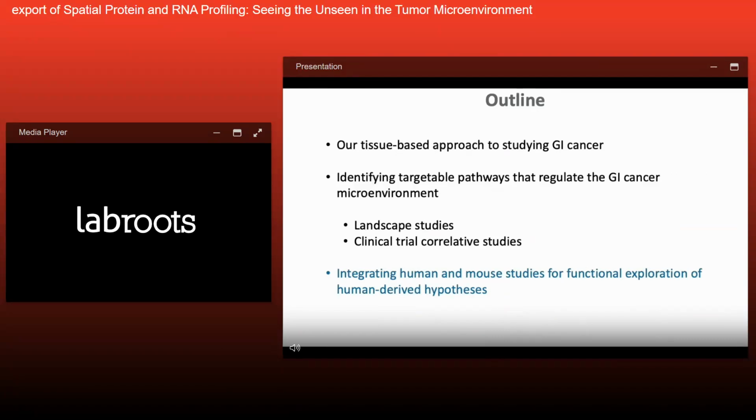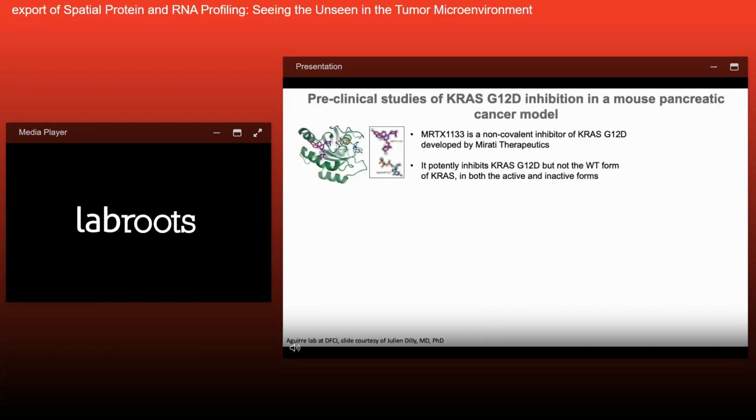Finally, for the last couple slides, I wanted to show some examples of how we're able to integrate human and mouse studies to go deeper into functional testing of hypotheses that we derive from looking across large numbers of human pancreatic cancer specimens, most of which are only a single point in time, or if we're lucky, 2 different points in time from a patient in a clinical trial. As one example of this, I wanted to show some data from one of our collaborative studies studying a KRAS inhibitor using a mouse pancreatic cancer model.